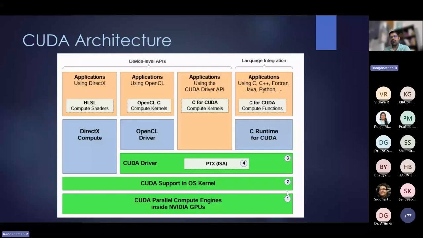So first one is you have the parallel computing engines inside the GPUs, which makes the instructions sync with the core, and then high speed transactions happen. And then via the OS kernel, this is also like a layered architecture, right? So this is also kind of like a memory hierarchy from a CUDA perspective. And then you have the OS kernel, where in that case also you have support for CUDA. And then in third case, you have a set of drivers, again, that is CUDA supported. And then you have other things like device level APIs and language integration.